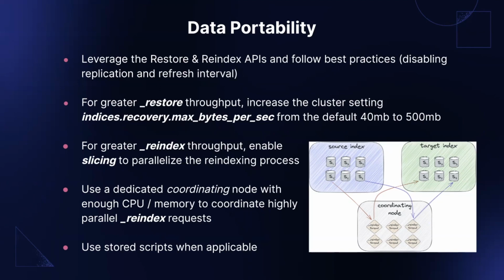But definitely be aware of who is coordinating the reindex request. We definitely recommend using a dedicated coordinating node with enough CPU and memory to coordinate highly parallel reindex requests. In a previous migration from version 5 to 6, I believe, the reindexing process took a lot longer than expected. When we dug into it, we realized that the node coordinating the reindex request with a lot of different threads was having its CPU pegged. So it just took a lot longer and was something we didn't think about ahead of time. So I definitely recommend using a coordinating node.